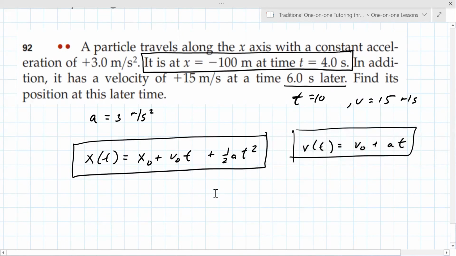So is that t? Or this is t and this is t over here, and this is t. Oh, this is t. Okay.